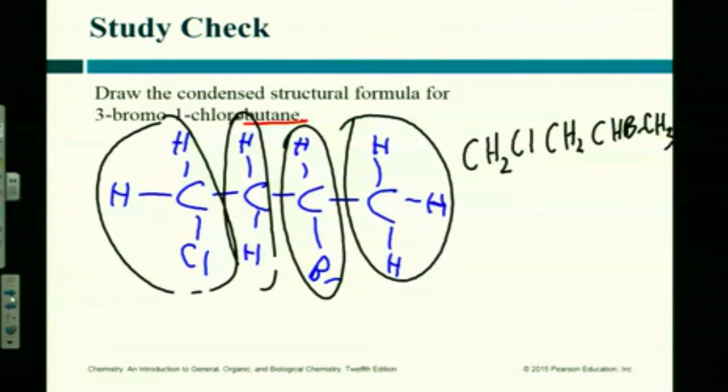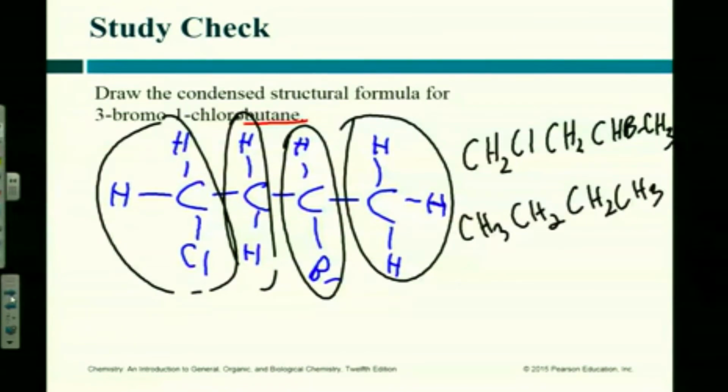So condensed means write that out? Yeah, condensed means to draw it like this. This is the expanded structural formula, which shows all the bonds. And then this just takes each one of the carbons and compresses it down like this. Just like we did before. What have we done? We've replaced one hydrogen here with the chlorine, and we replaced the hydrogen here with the bromine, right?